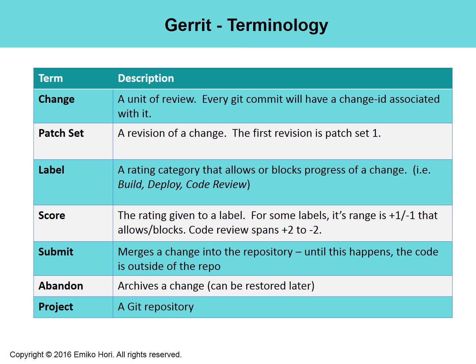Score: the rating given to a label. For some labels, it ranges from -1 to +1, just like build, that allows or blocks depending upon how you configure the gates. The code review is from -2 to +2. The term submit means merging a change into a repository. Until this happens, the code is outside of that repository. Abandon means we can archive the change, and you can change your mind later on and put it back.